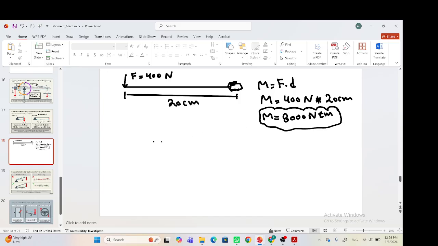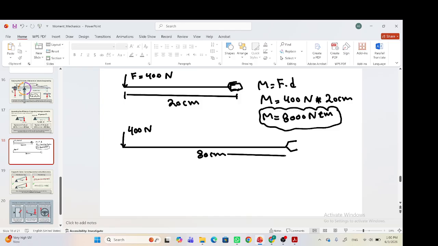Now let's check. For example, if we have a wrench with this much distance, and the force applied here is the same, 400 newtons, and then the distance will be, for example, 80 centimeters. So we will have more distance here.